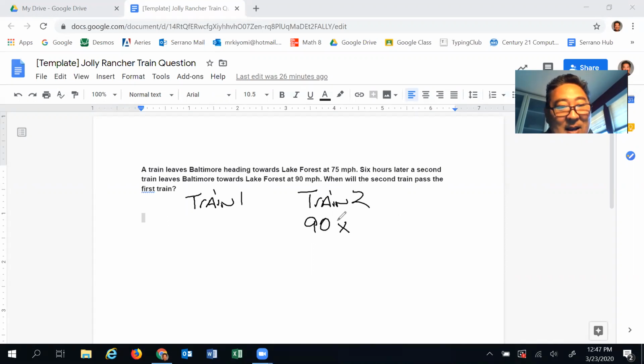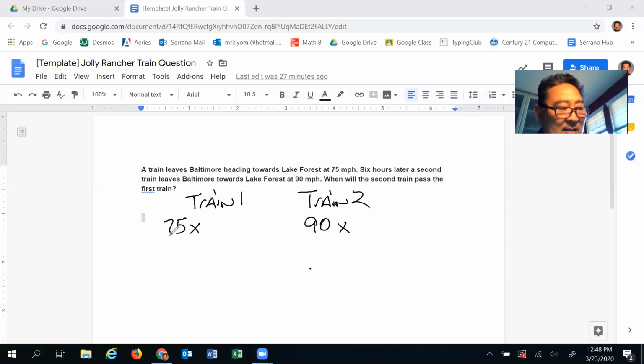Now, the first train was going 75 miles per hour times X hours. But this X is the time that started when the second train left. So time starts when the second train leaves. And remember that the first train had a little bit of a head start. So we have to figure out what that head start was before the time started. It did 75 miles per hour for 6 hours.